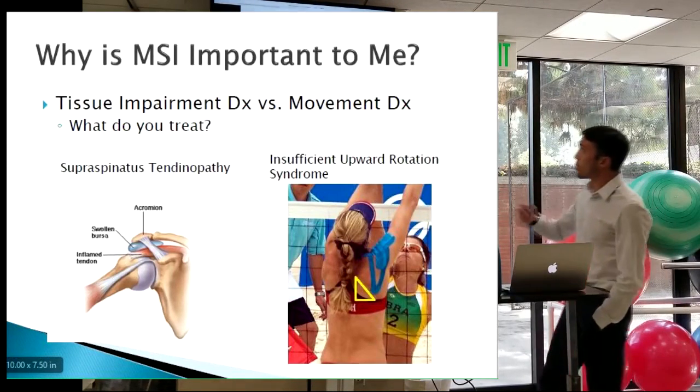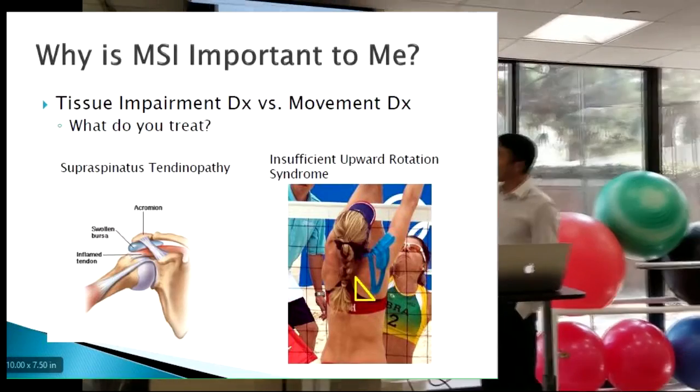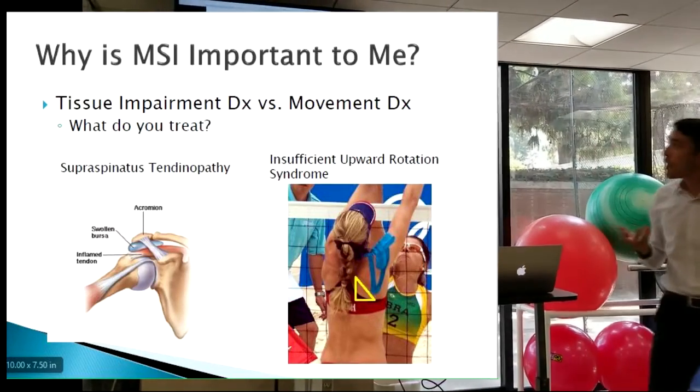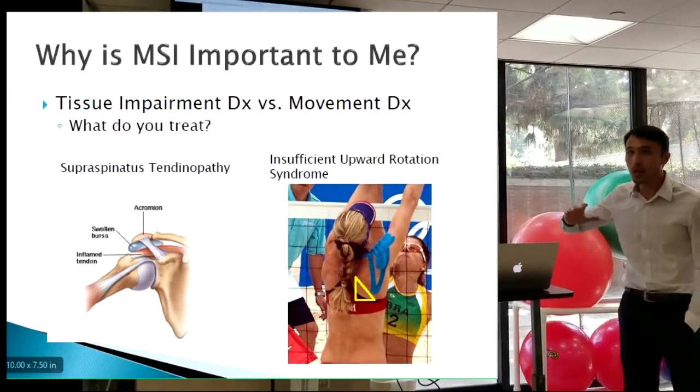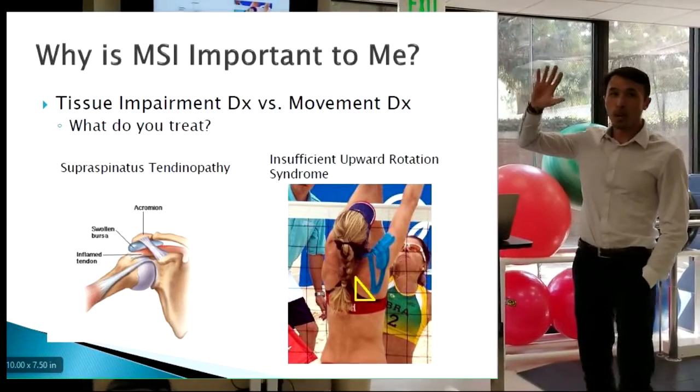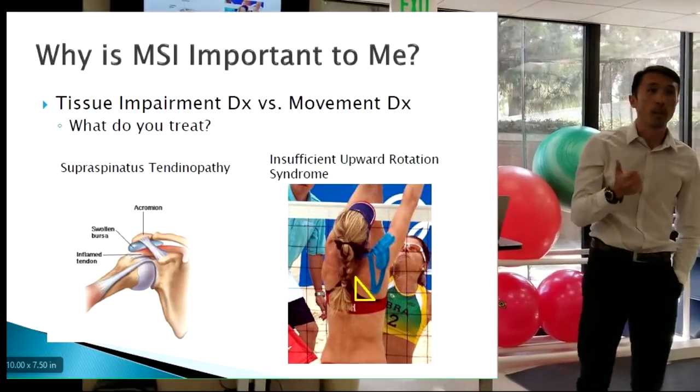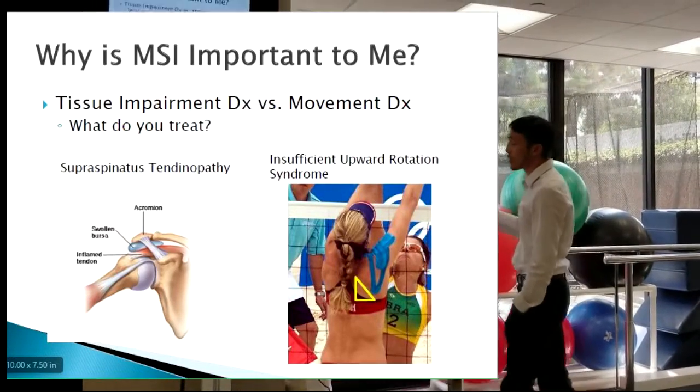So let's say you have somebody, Carrie Walsh, she has a right shoulder injury. They keep on taping it. Well, it looks like she's not getting sufficient upward rotation, right? So you want to add some upward rotation, because if she's not getting enough, that supraspinatus can be impinged and cause constant injury as she's playing volleyball.